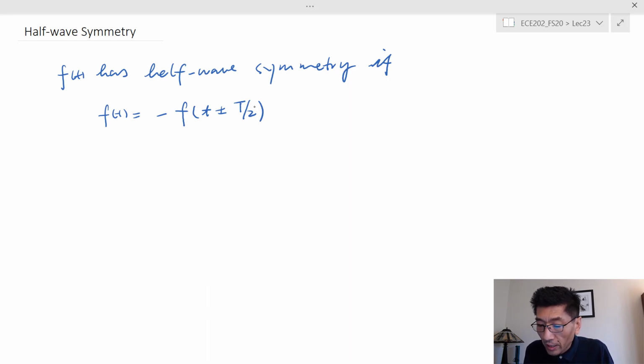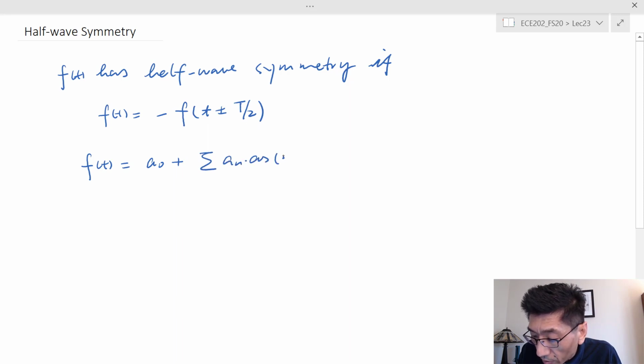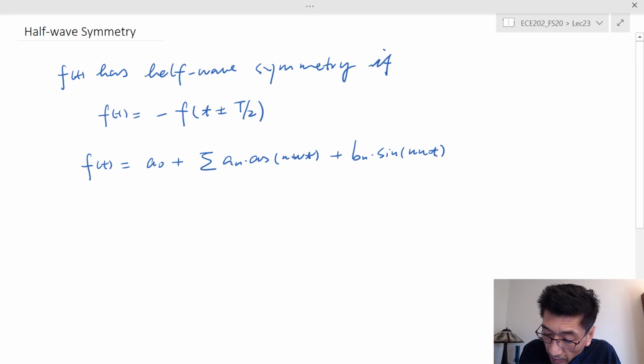And we're going to look at this waveform in an example. Let's first look at what this will do to the Fourier coefficients. Remember, we have f(t) is equal to a0 plus the sum of a sub n times cosine n omega t plus b sub n times sine n omega t. And we have f(t plus or minus T over 2). We just substitute this in.